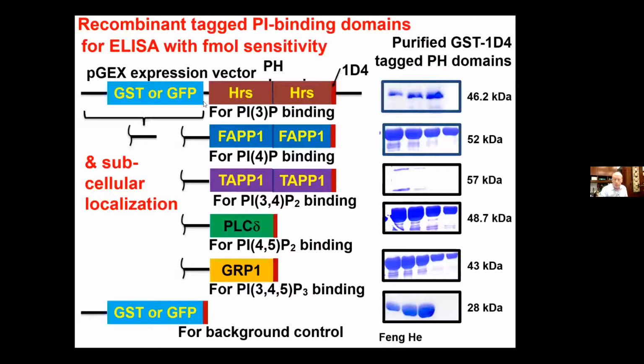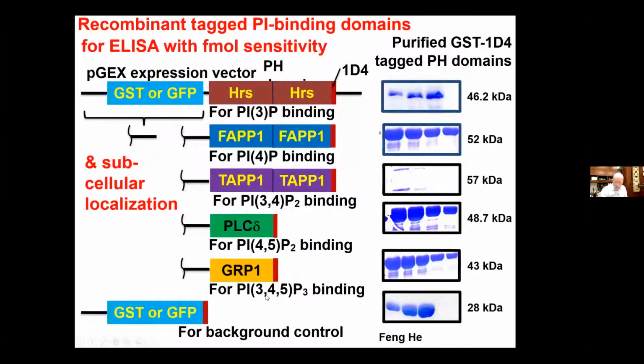So for example, we can localize PI3P by the use of 2 phosphoinositide binding domains from the protein HRS, and we can fuse these recombinant proteins to GST for the purposes of purification, or to GFP for localization within cells or other fluorescent proteins. We can also put an epitope tag on, which we use for ELISA measurements. And we have probes for PI3P, PI4P, and various others.